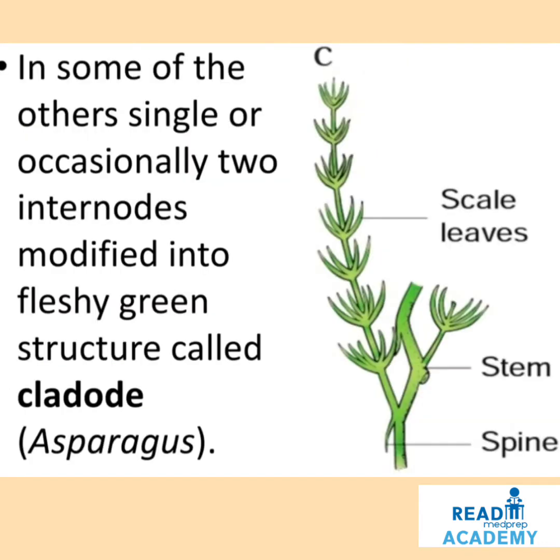In some of the others, single or occasionally two internodes are modified into fleshy green structures called cladodes. Example, asparagus. In the image on the right side, you can see the stem with the spines and a large number of scale leaves around the nodes, and in between the internodes the stem is modified as a cladode.